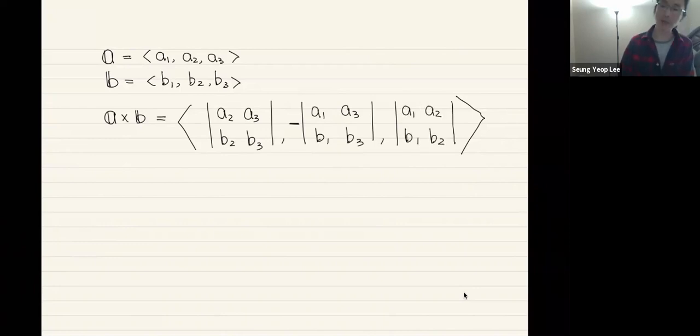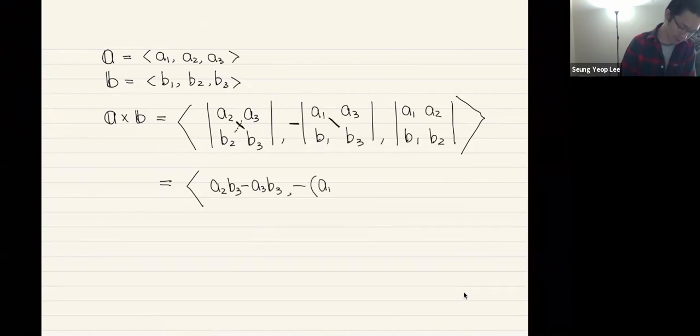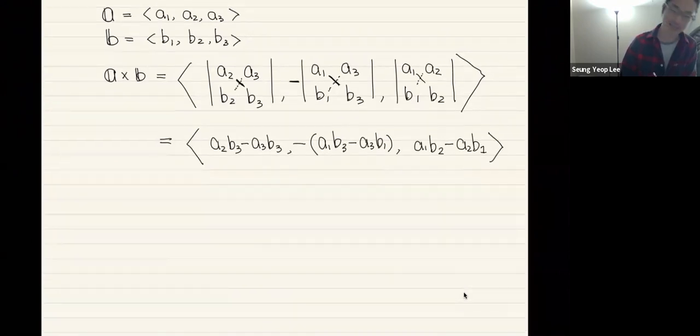And now I have to explain the meaning of this strange notation. The meaning is that you make the product of the diagonal direction and subtract the off-diagonal direction. Same thing for each: product of the diagonal direction, subtract the off-diagonal direction. That's how you calculate. Let's quickly calculate an example.